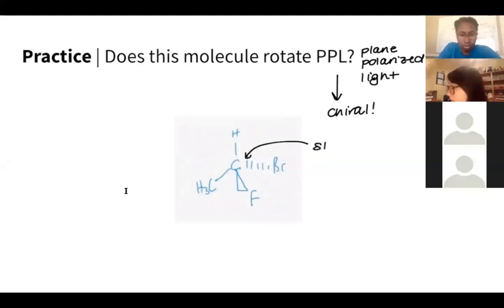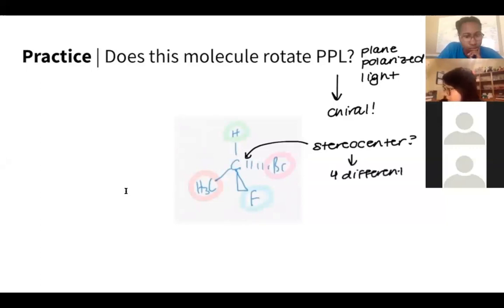So let's think about it. Does he have a stereocenter? How many different groups are there? There's one, the hydrogen, two, the methyl, three, the fluorine, and four, the bromine. So this guy is going to have four different groups. So is he a stereocenter? Yes. Because if you remember, a stereocenter only requires that changing two of the groups changes the conformation.